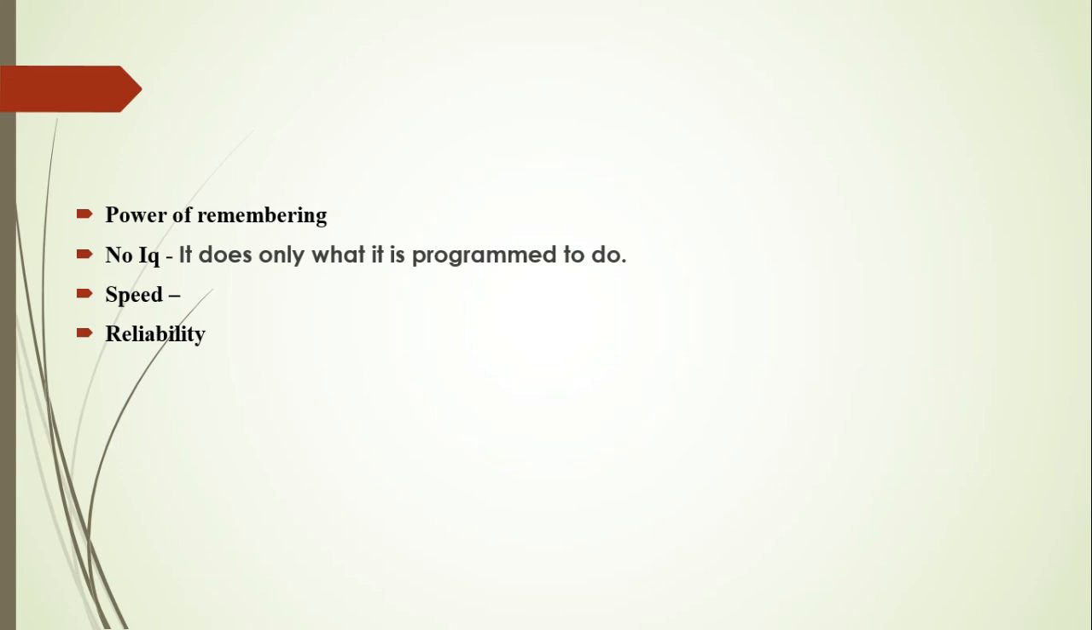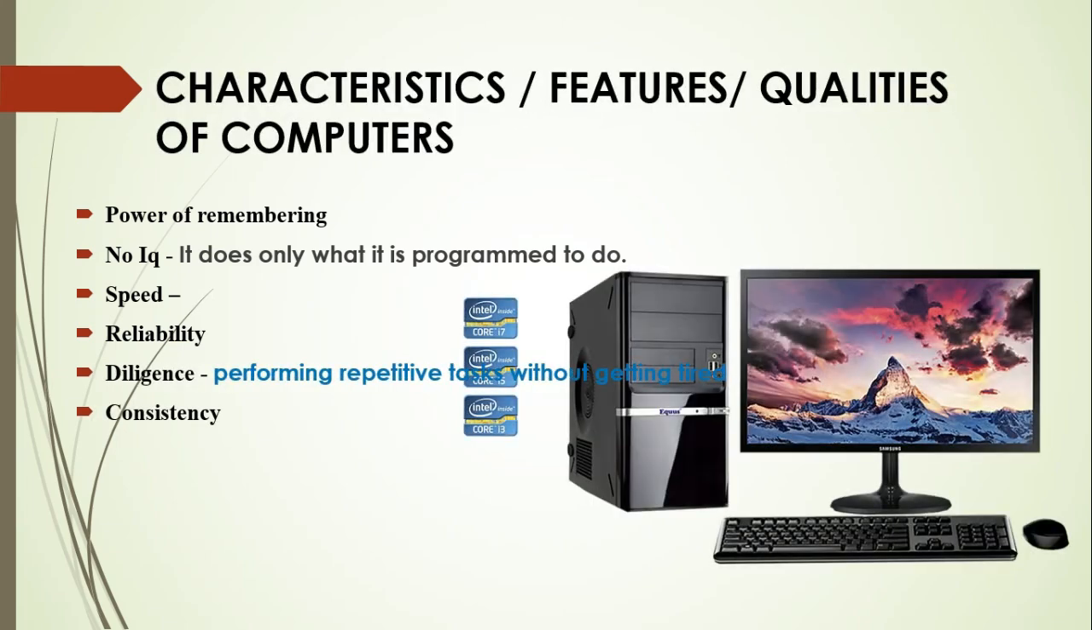Then, no IQ: it does only what it is programmed to do. The computer will only do what it was programmed to do. It will not do anything else. Then speed: yes, it has the capability of doing something at high speed. Then reliability. We also have diligence, that is, it can perform many tasks repetitively without getting tired, just like human beings. We have consistency also explained.